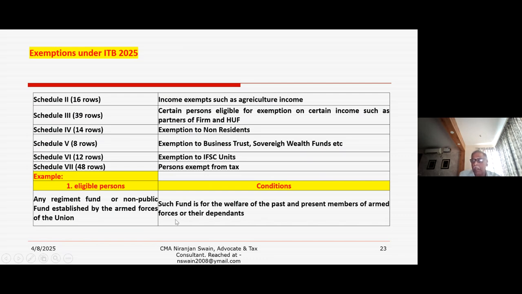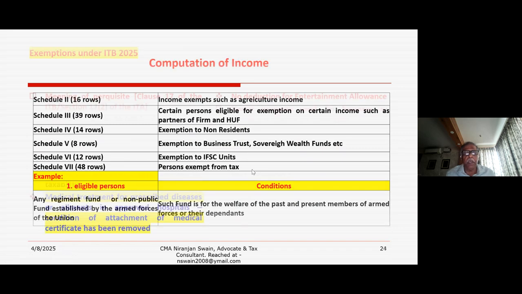Honestly, I'm telling you, sometimes when we are referring to section 10, we are just searching. Even if you are very expert in income tax, you still go for the search. But here it is not required. Straight away, if I am searching for an exemption which is for non-residents, I will go to Schedule 4. If it is related to persons in general, then I will go to Schedule 7. So it is easy to understand.